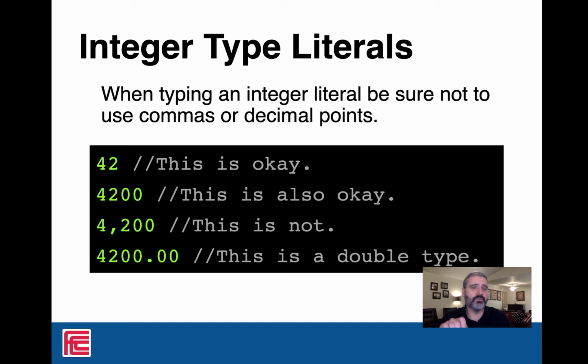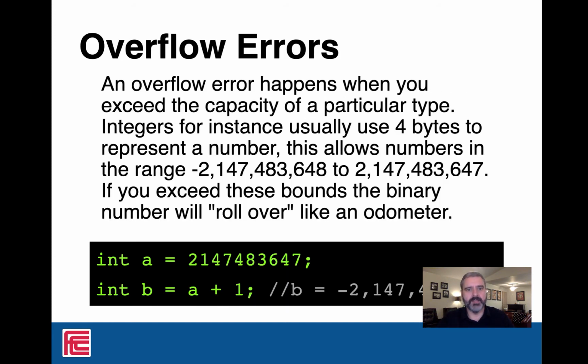If you were to put 4200.00, you and I both recognize that that's kind of an integer because there's nothing after the decimal point and it's equivalent. But C++ will not. It will treat that as though it's a double type, which we'll get to in a second.